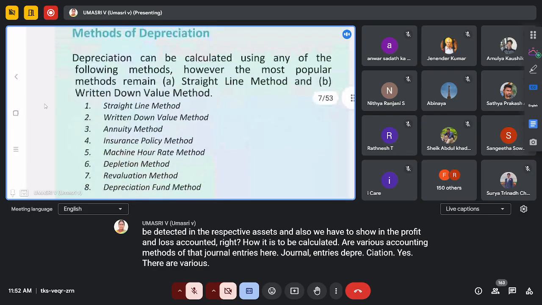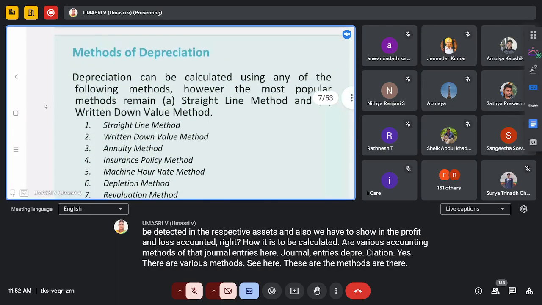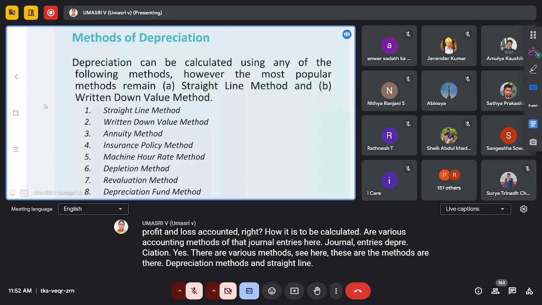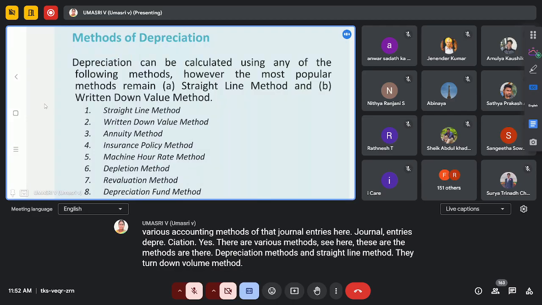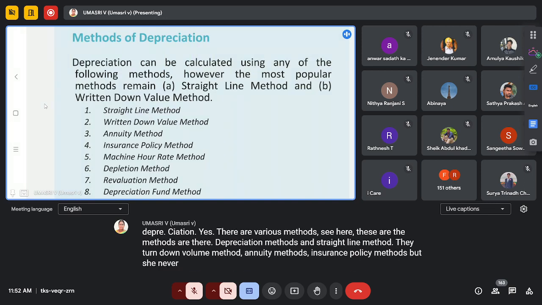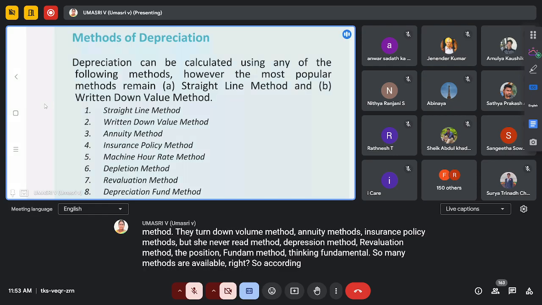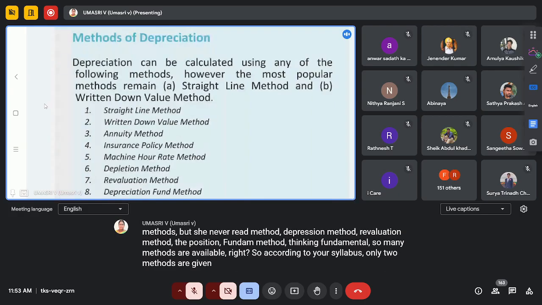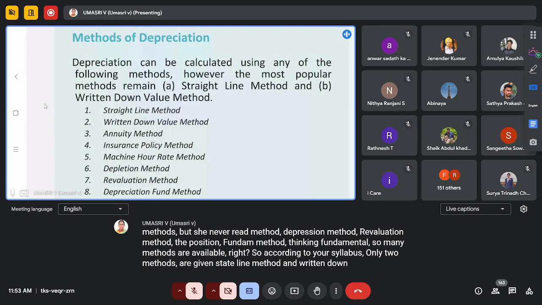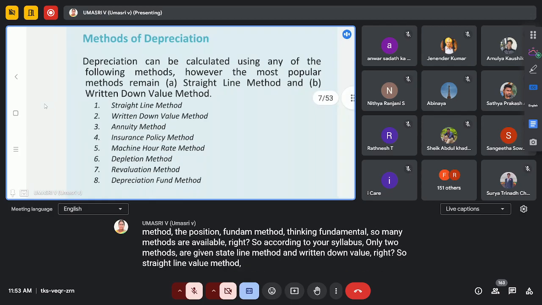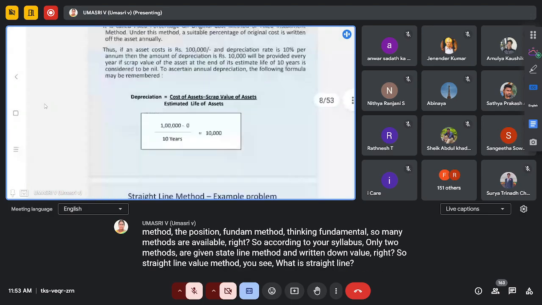There are various methods. See here, these are the depreciation methods: straight line method, written down value method, annuity method, insurance policy method, machine hour rate method, depletion method, revaluation method, depreciation fund method, sinking fund method. So many methods are available, right? According to your syllabus, only two methods are given: straight line method and written down value method. So what is the straight line method?